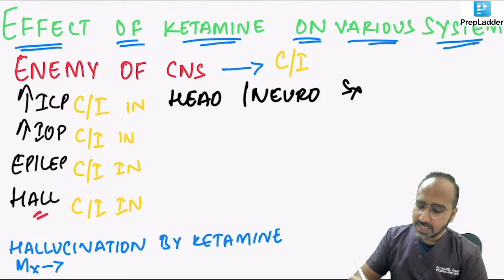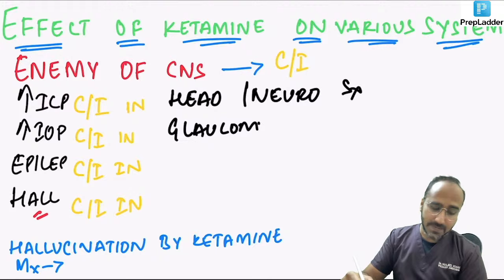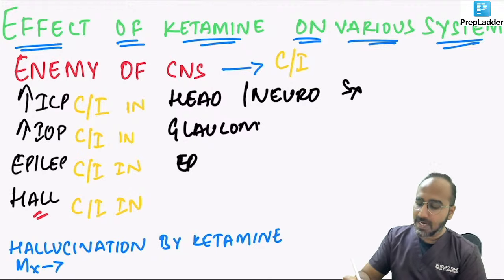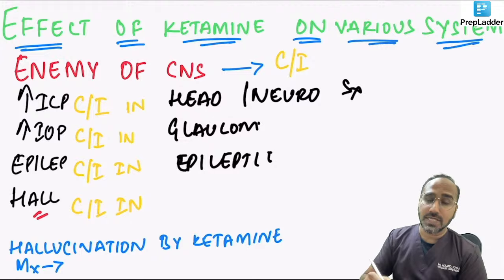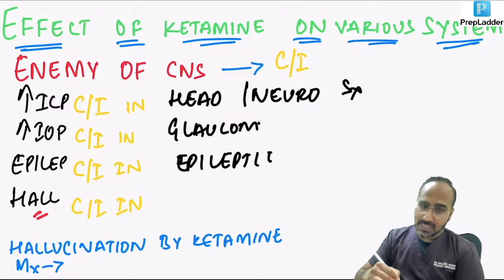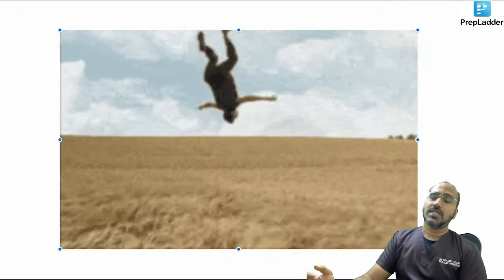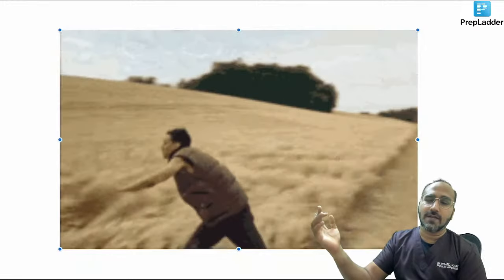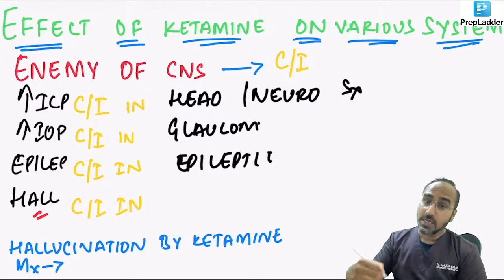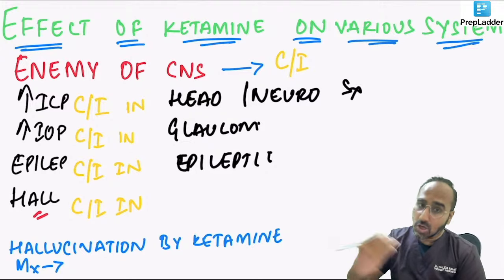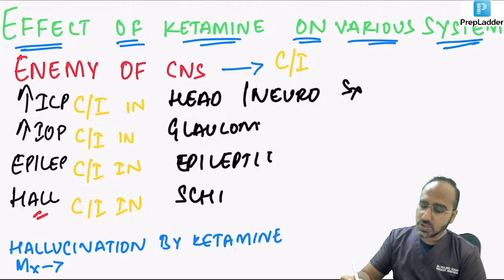Ketamine increases the IOP, hence it is contraindicated in glaucoma. Ketamine causes epilepsy, hence it is contraindicated in epileptic patients. Ketamine causes hallucinations. As the patient is recovering after ketamine, the patient will say things like, "Doctor, it seems I was flying. Doctor, I feel like flying. I am feeling this, I am feeling that." That is called hallucinations. As ketamine causes hallucination, it is contraindicated in patients who have schizophrenia.